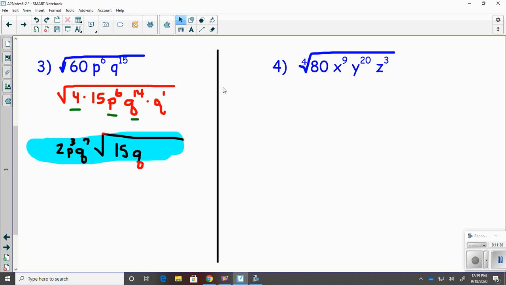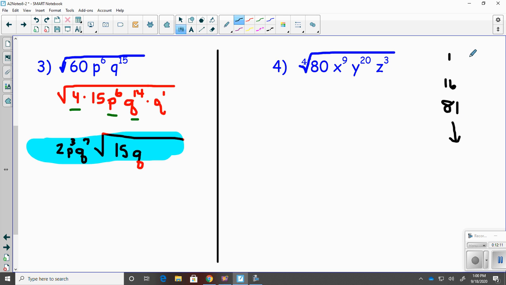Okay, we'll try number 4. In number 4, notice this time the index number is 4. So we have to think about numbers like 1 to the 4th, which is just 1, 2 to the 4th, which is 16, 3 to the 4th, which is 81, and so on. So when the index number gets bigger than 3, this might be a good starting point to make a little list of numbers, like powers, to the side.